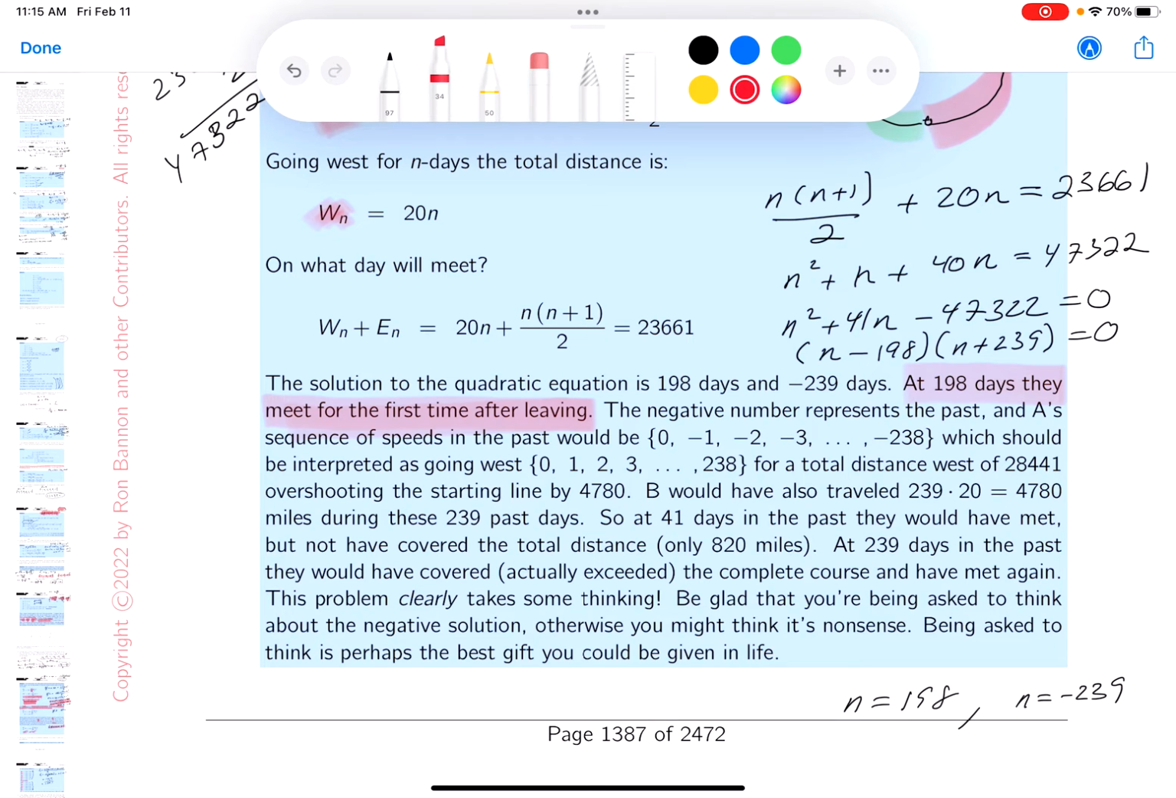All right. Now it goes on to say the negative number represents the past. And a sequence of speeds would be blah, blah, blah, blah, blah, which should be interpreted as this over here, for a total distance of this over here, overshooting the starting line by this over here. It's tough to understand. It's tough to even write it down. B would also have traveled that. Right, and that's something in the past, by the way.